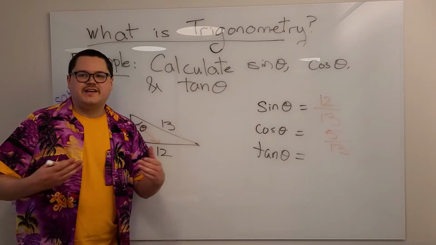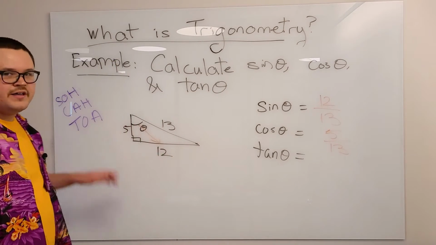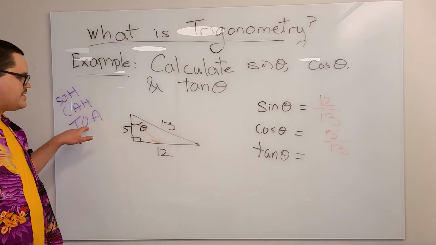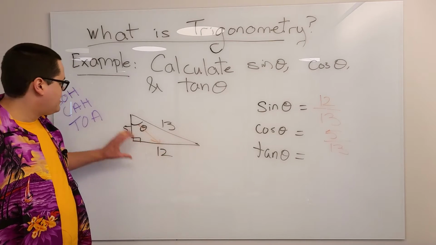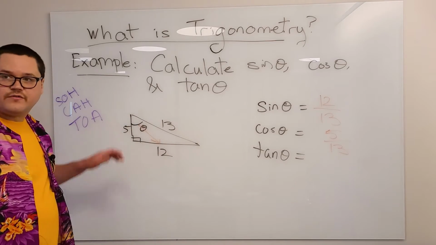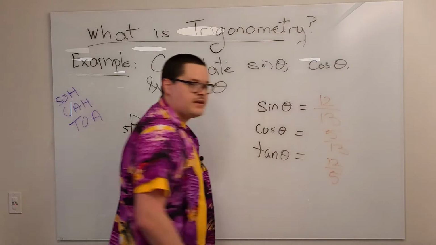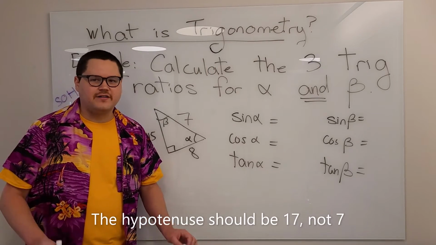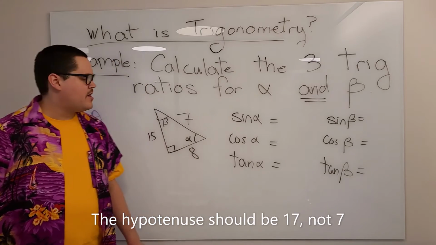Last but not least, tangent. What's tan theta? TOA. Not toga, TOA. Opposite over adjacent. So opposite is 12. Adjacent is the side next to the angle. 12 over 5. And that's it.